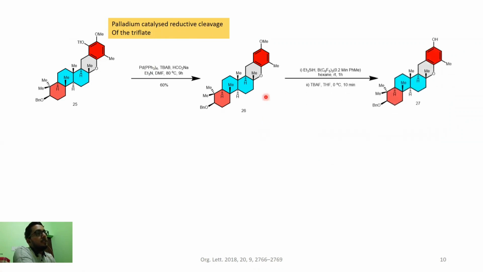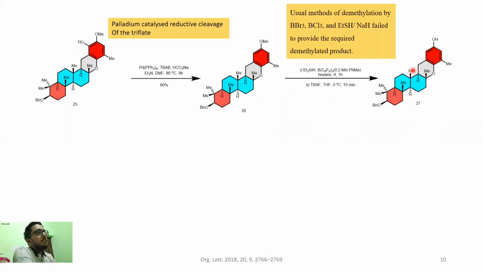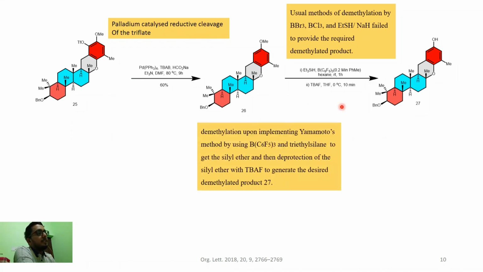Now in this molecule 26 we have to do the demethylation of this methoxy group here, and we have to change this into OH. The first thing that came to our mind is that we will do the demethylation using the usual methods like boron tribromide or boron trichloride, or sodium hydride-like bases, which would give us demethylation of this compound, but this reaction does not occur here. So we have to think of another method of demethylation.